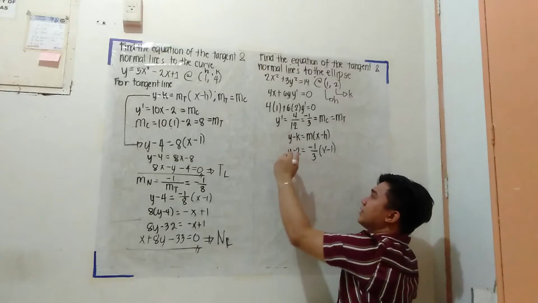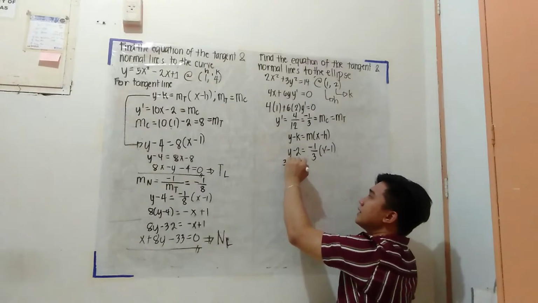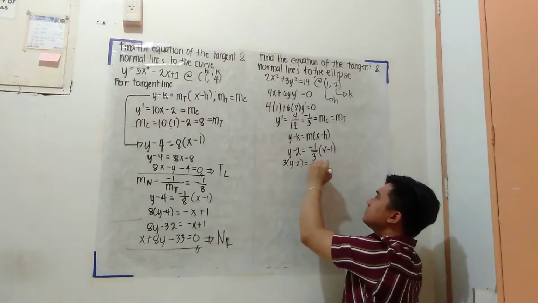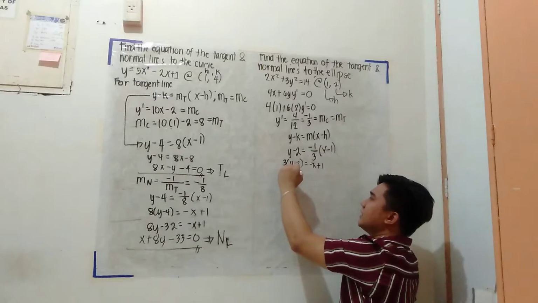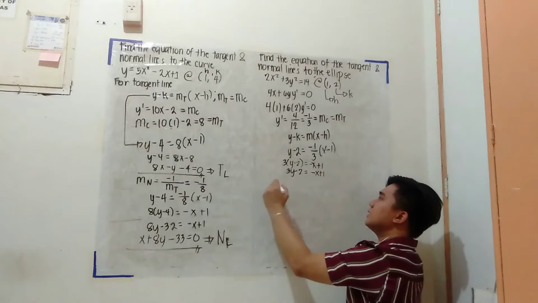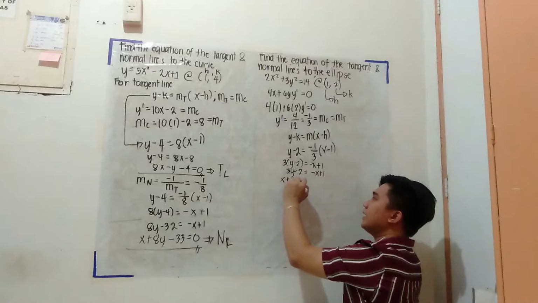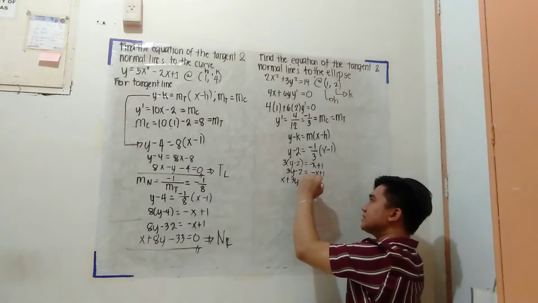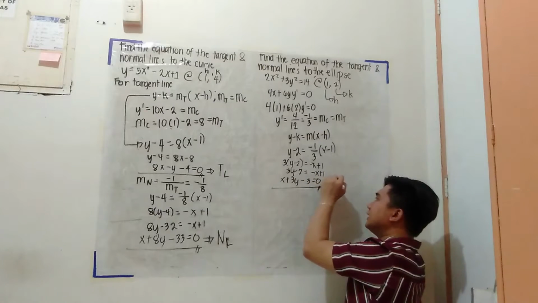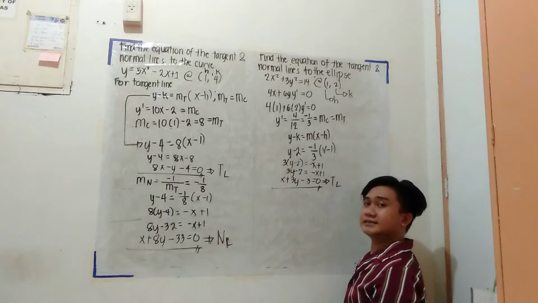So, si 3, multiply ko na lang dito. 3 quantity y minus 2 equal to negative x plus 1. So, this is 3y minus 2 equal to negative x plus 1, or simply x plus 3y minus 3 equal to 0. So, this is the equation of your tangent line.